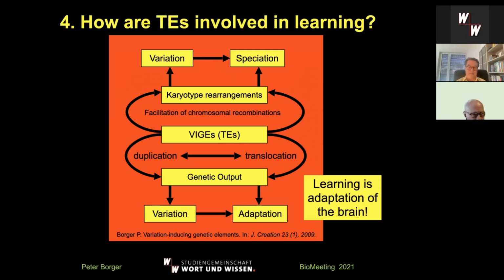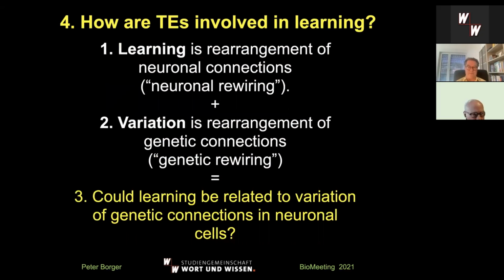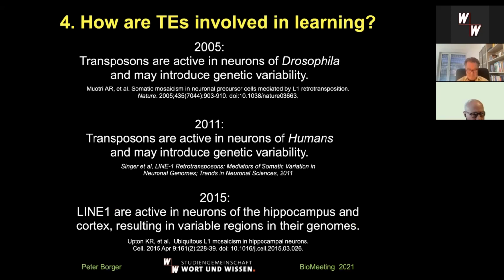It's a rearrangement of neurons, a rearrangement of connections between neurons. So it is not far-fetched to think that these transposable elements also have an important role in adaptation of the brain in learning processes, because learning is in fact rearrangement of the neuronal connections, which is known as neuronal rewiring, and variation is in fact rearrangement of genetic connections, which is also known as genetic rewiring. So the question: could learning be related to variation of genetic connections in neuronal cells?